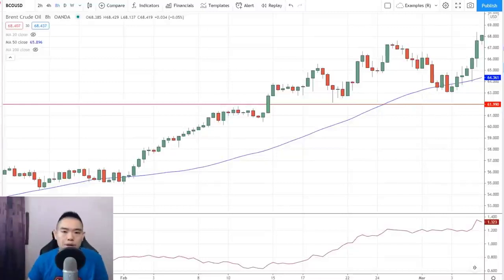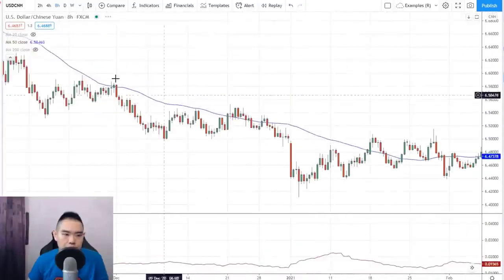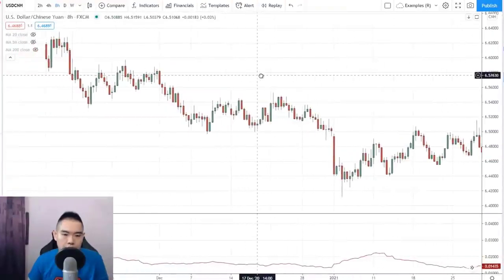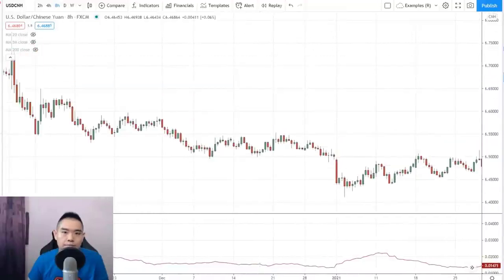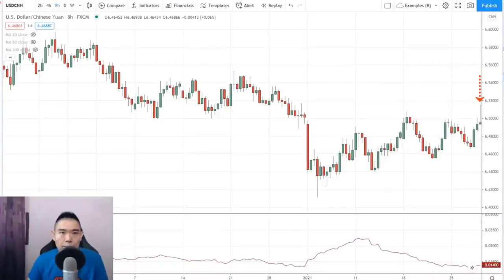So let me walk you through another example because this concept is important. So let's have a look. How about this one here? Let's say you went short. Maybe there's a valid trading setup and you notice this strong bearish price rejection on this candle here, and you went short.